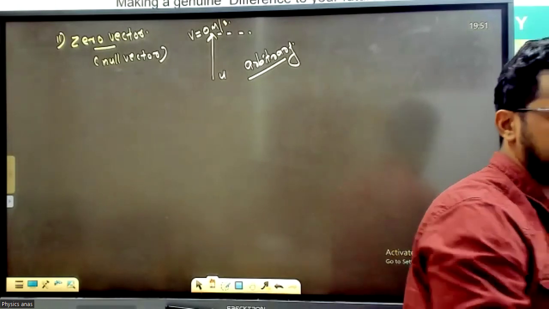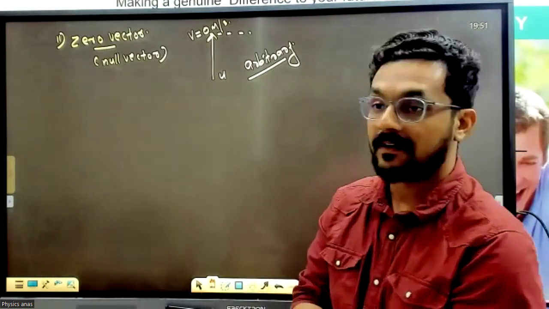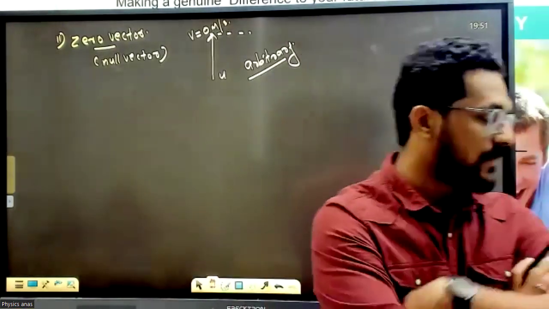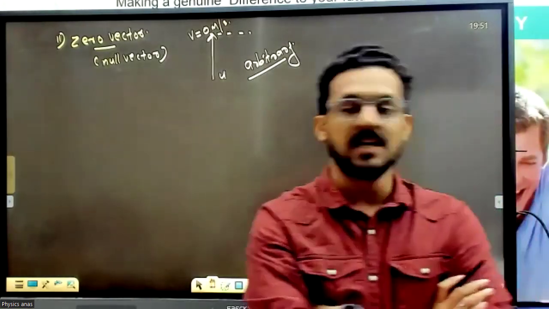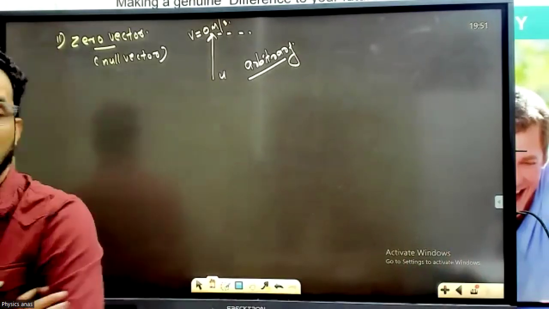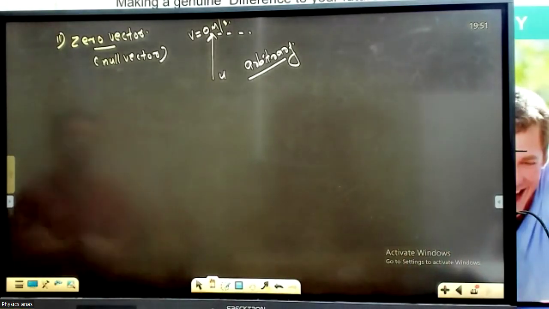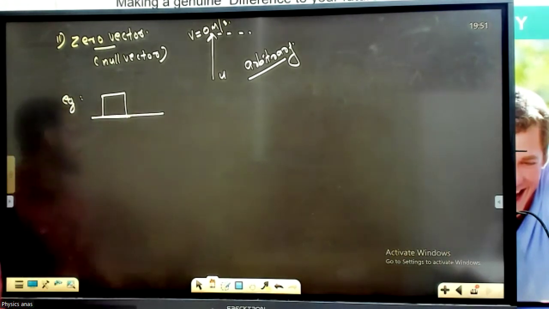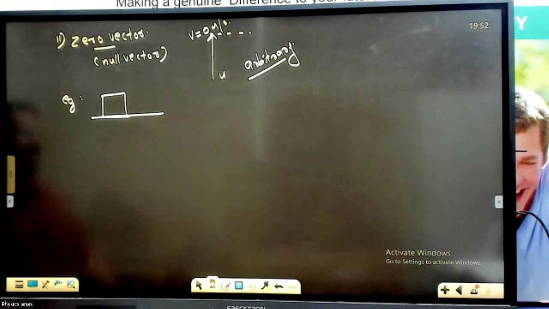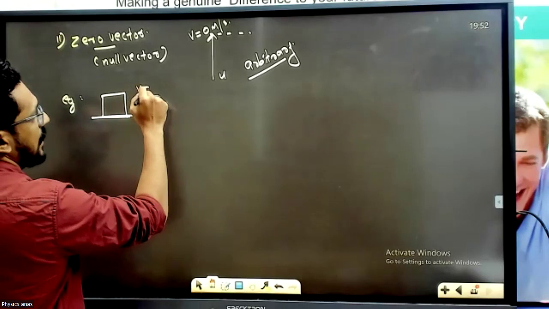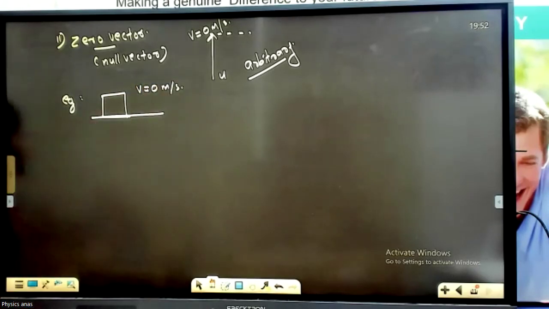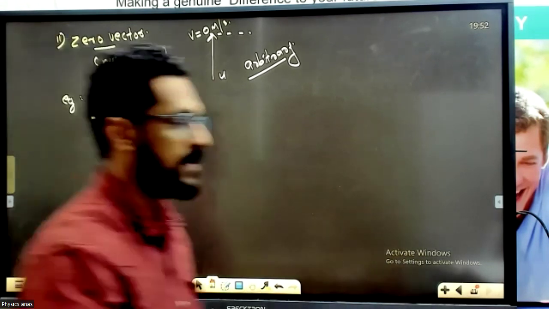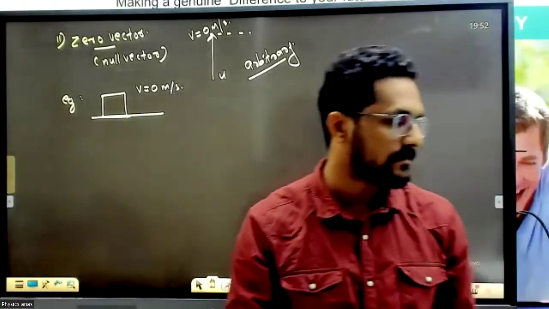Now we are at zero vector, right? We have completed what zero vector is. Then write an example for zero vector: the velocity vector of a stationary object. This is a stationary object, and the velocity of a stationary object is 0. Velocity is a vector, so that will be a zero vector.